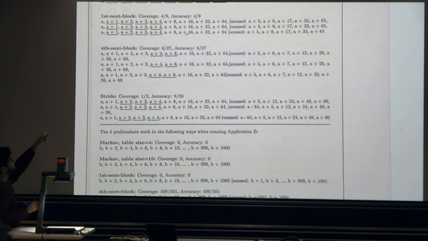Now, whenever the program touches A plus 4, it again generates a prefetch for A plus 8. So that's why A plus 8 is also covered, and nothing else is covered. Does that answer your question? I think so, yeah. Okay.